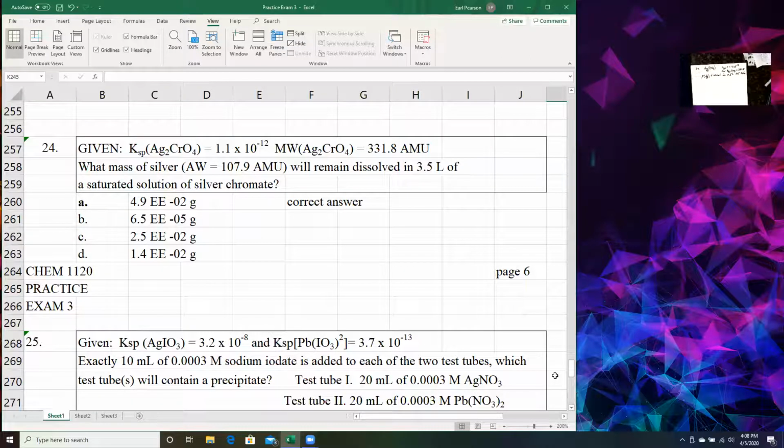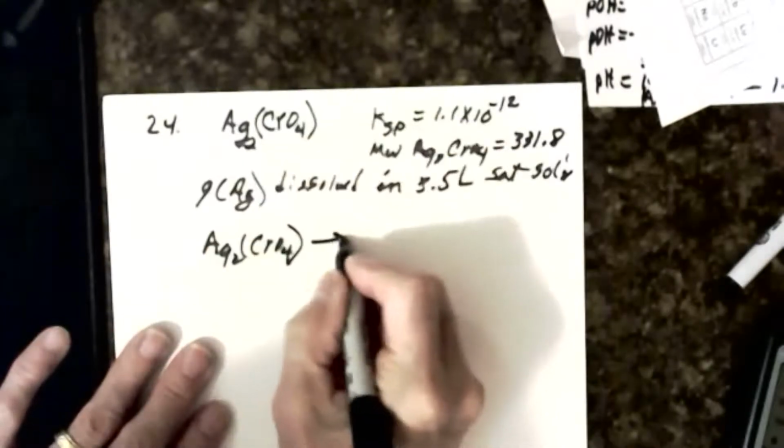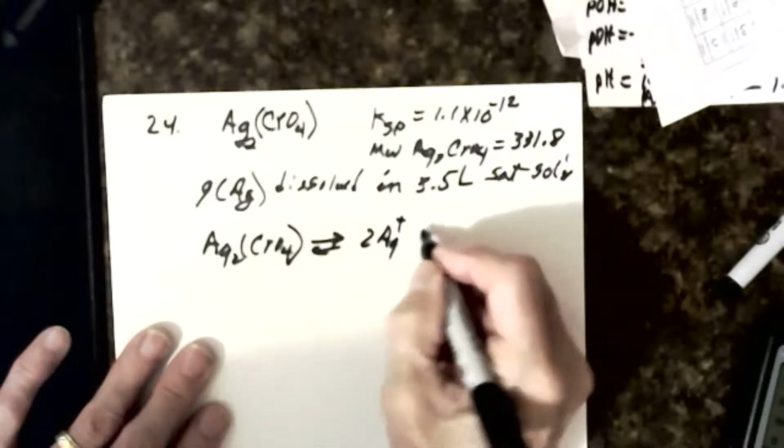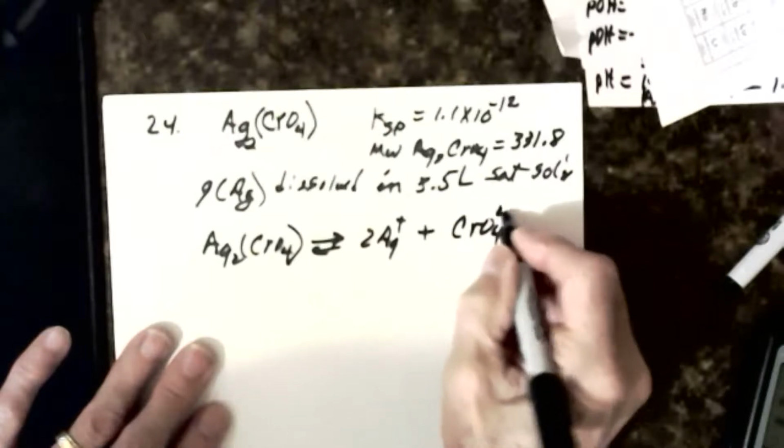Okay, let's get our screen so you can see my pad a little better. Here we go. So there's the data that I need. So again, we're going to have our solution is Ag2CrO4, one of those two silvers. It's going to dissociate to 2Ag plus and CrO4 2 minus.